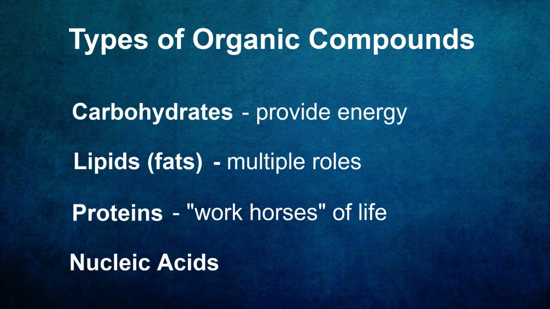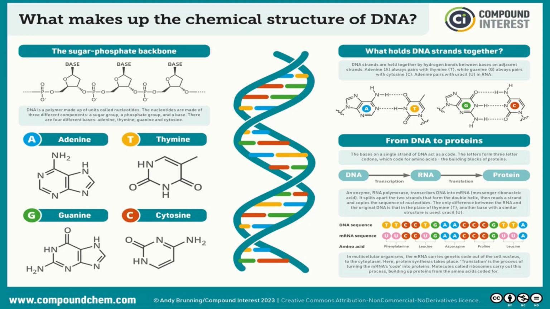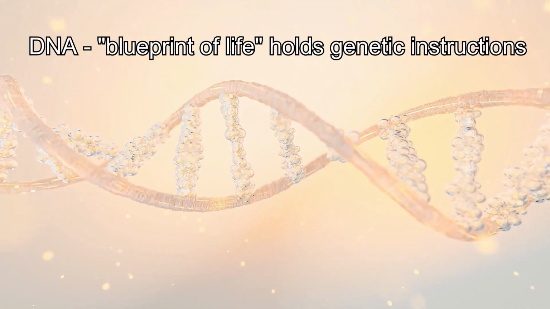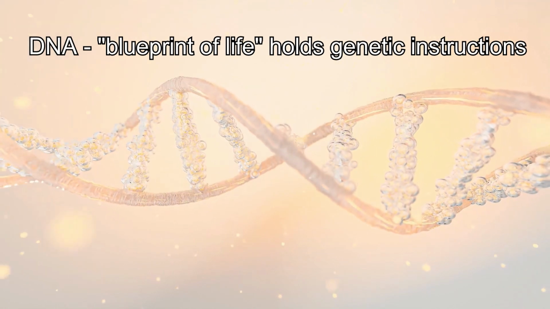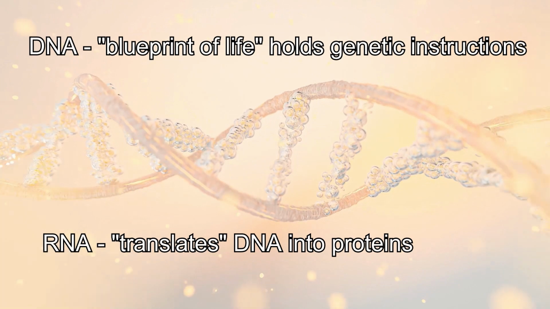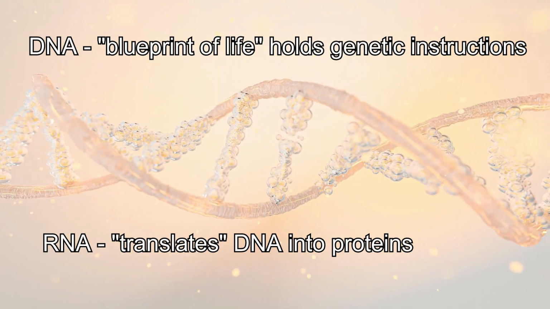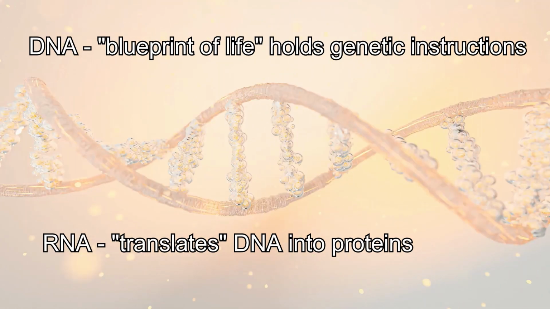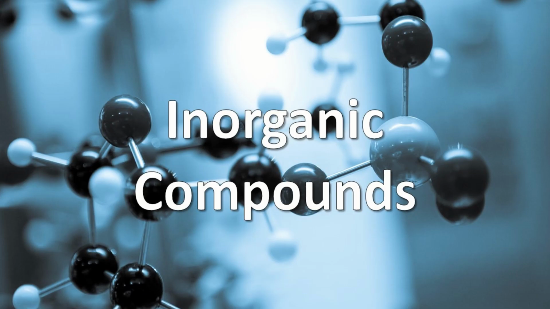Nucleic acids, such as DNA and RNA, are organic compounds responsible for carrying and transmitting genetic information. DNA, the blueprint of life, holds the instructions for building and maintaining an organism. RNA plays a crucial role in translating these instructions into functional proteins. So basically, the RNA takes the DNA and creates proteins.